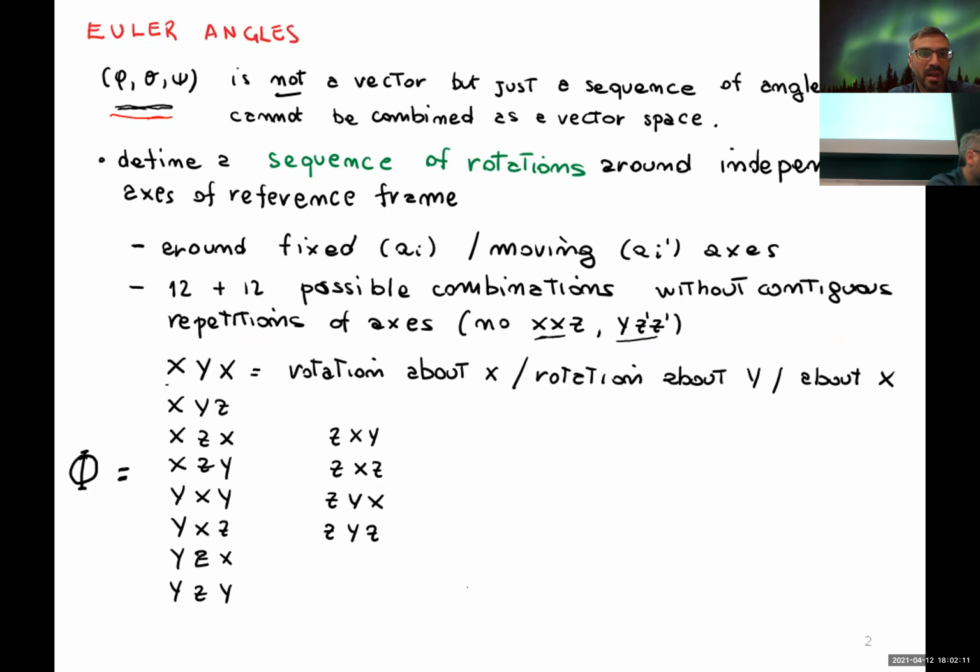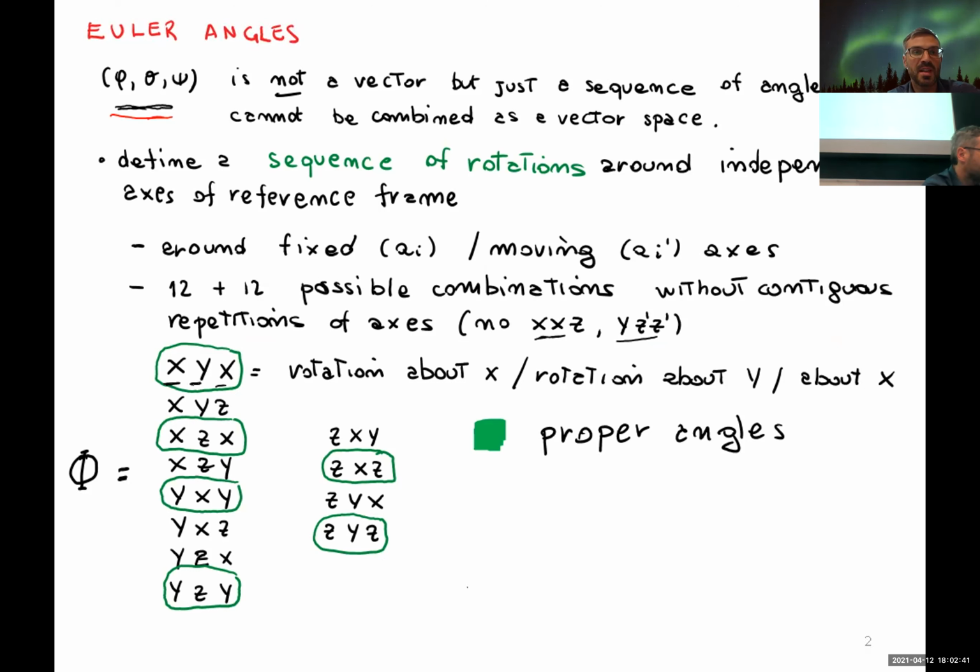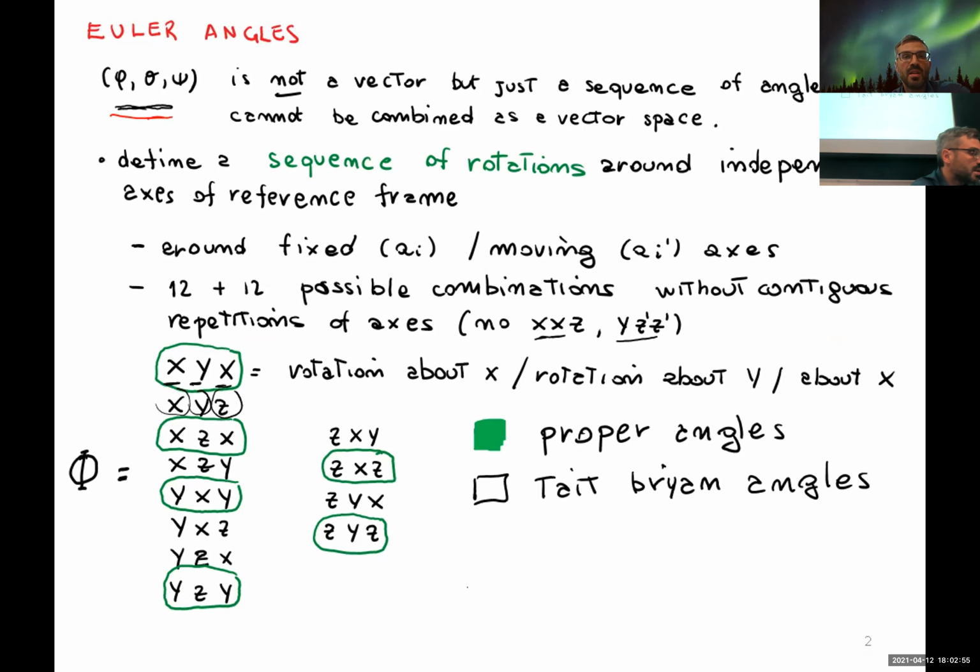So for example, a rotation about the x-axis, then a rotation about the y-axis, then again about the x-axis, or all the other combinations of x, y, and z. And all these combinations are, in this case, for fixed axes. If you do a rotation about, let's say, axis x, then about another axis, and then again about the first axis, we call these angles proper Euler angles. Otherwise, if they are done about axes with different names, they are called Tait-Bryan angles or Cardan angles.